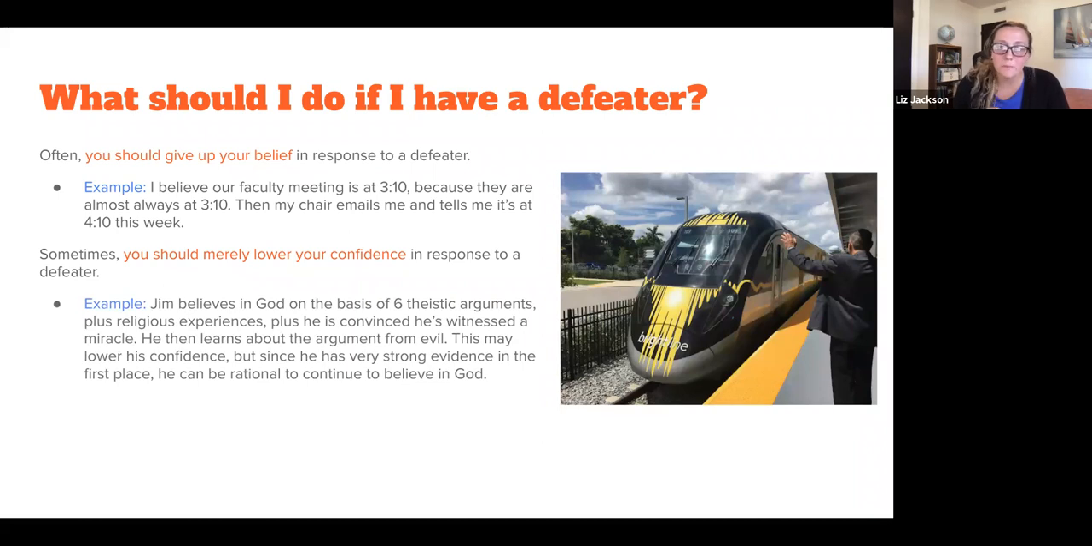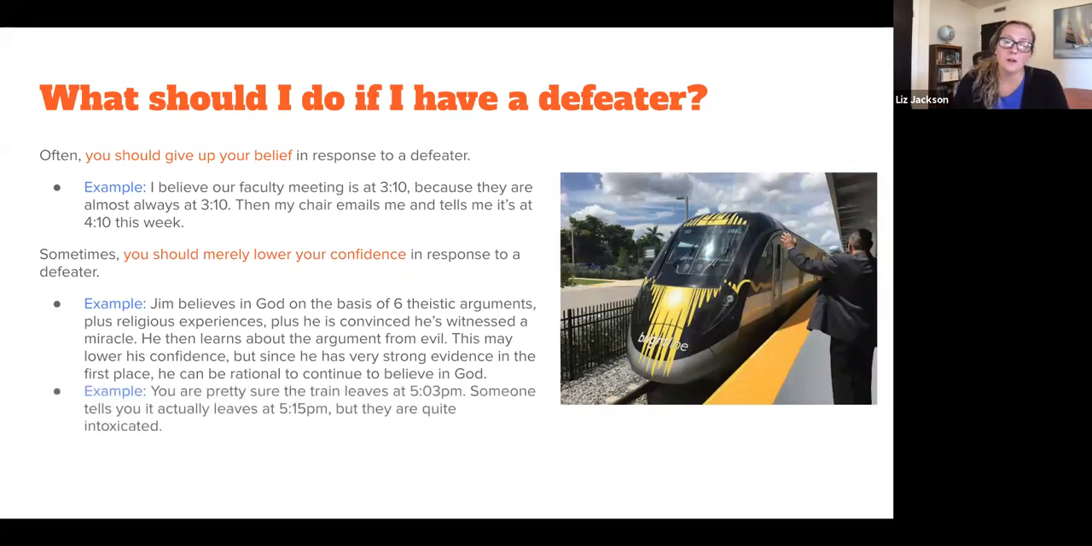The argument from evil might lower his confidence that God exists, but Jim has very strong evidence to believe that God exists in the first place. And because he has this strong evidence, even though he gets this rebutting defeater, he can still be rational to believe in God. He should just lower his confidence some.